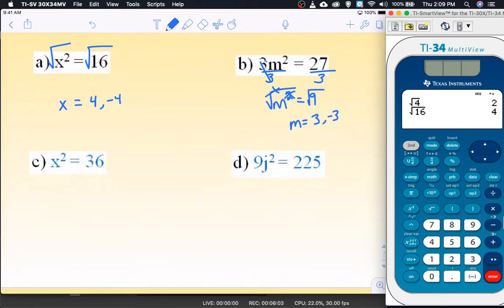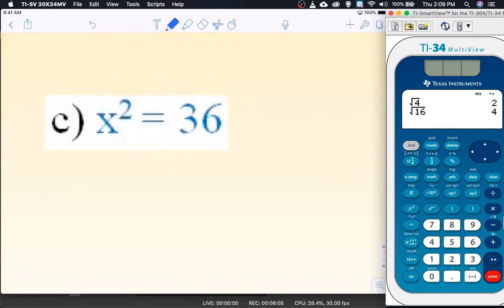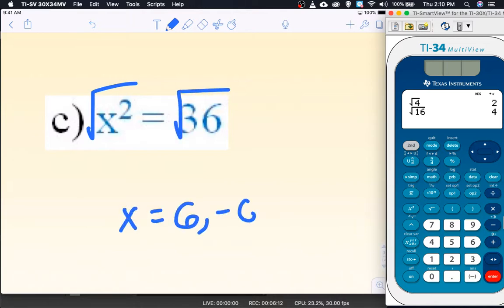All right, letter C. Very straightforward. There's nothing to it. We just are going to start by square rooting, and we're going to get x equals a positive and a -6.